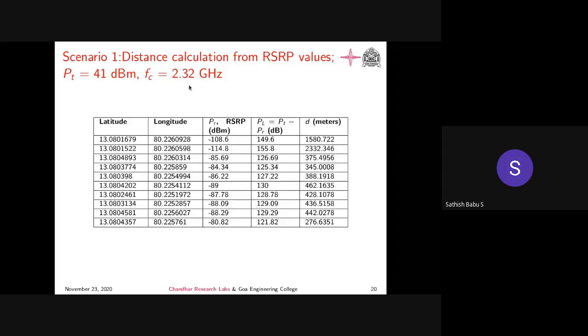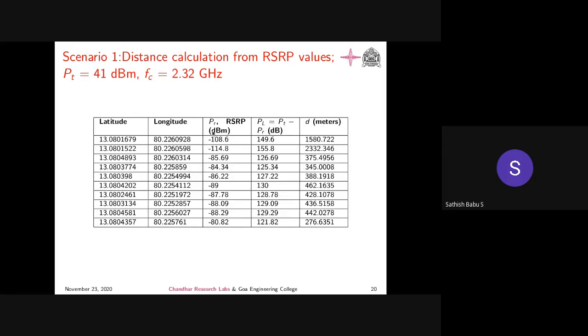Some LTE frequencies I showed you in the CRFO map. For my region, it was showing some Airtel and Vodafone towers. There, the uplink and downlink frequencies are around 2300 megahertz. That's why I kept my operating frequency as 2.32 gigahertz. So, substituting all those things in the formula, transmitter power and everything, now I'm estimating my distance.